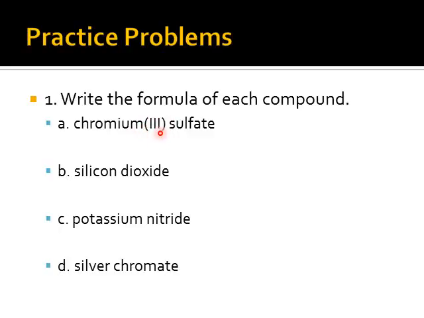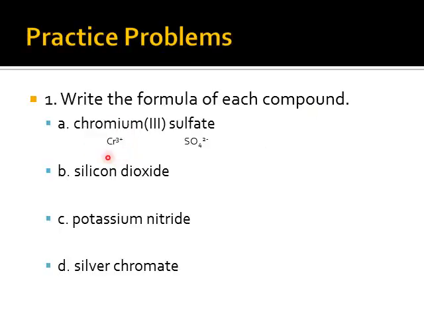That gives you the charge on the chromium ion. So that's Cr3+. And then sulfate, ATE, that is a polyatomic ion. So look at your polyatomic ion chart, and you'll see that sulfate is SO4 2-. Now ask yourself, how many of each ion do you need in order for the charges to cancel or to balance? And here, that would be 2 chromium ions.